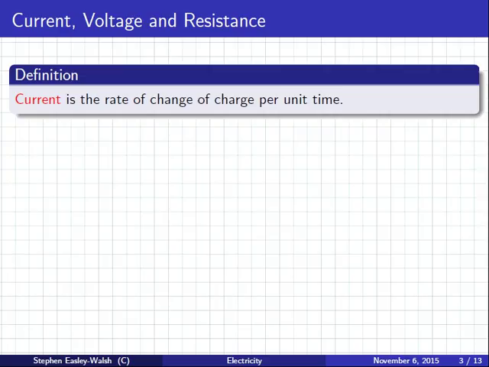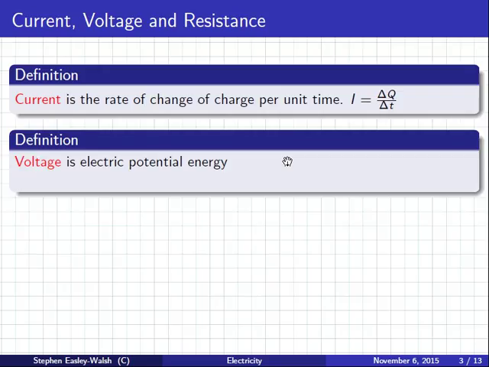Now, next, and that's it as a formula, which we just said. Next, we have something called voltage. Now, we didn't talk about voltage last time. Voltage is actually kind of like a potential energy per charge, and it's measured in joules per coulomb.